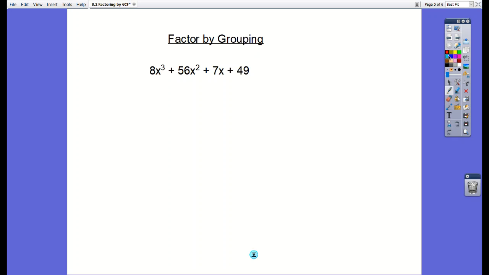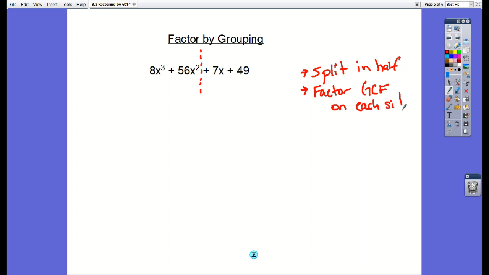The 8 is the greatest common factor of 56, and 7 is the greatest common factor of 49. All right, so if we group these together, that's where that name comes from, we actually can do some GCF factoring. So let's split it in half in our minds. We're going to split this in half. And then we are going to do some GCF factoring on each side. All right, so we can see that not only 8, but actually 8x squared on the left is in common, 8x squared. And we write what's left over, which would be an x plus 7.